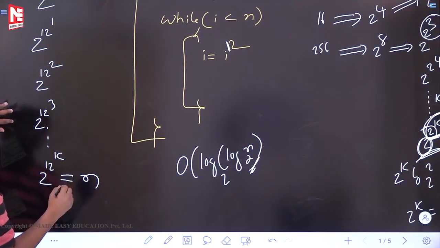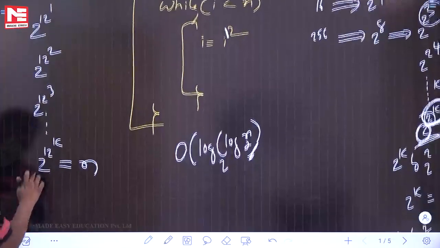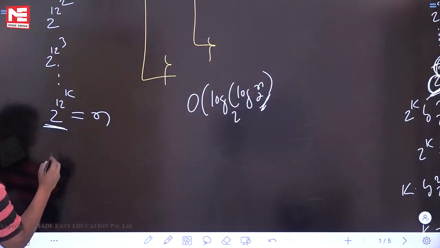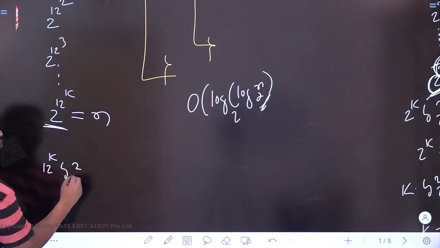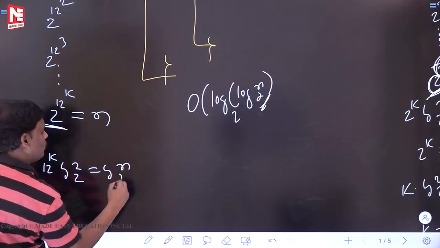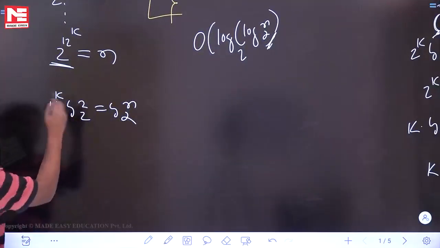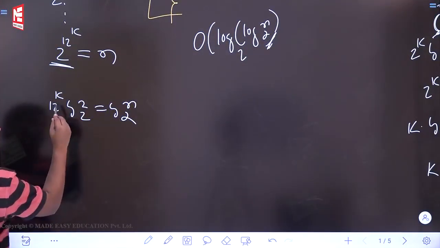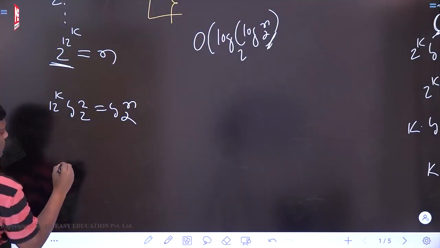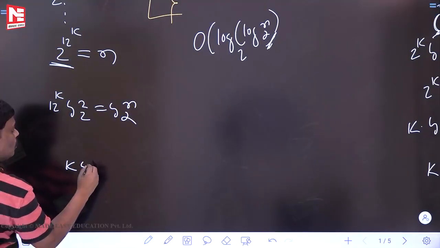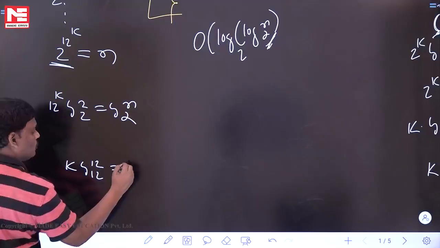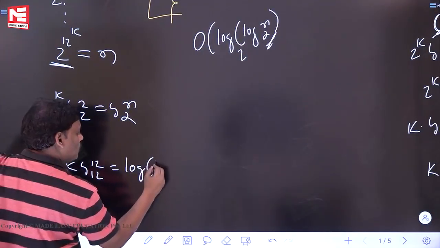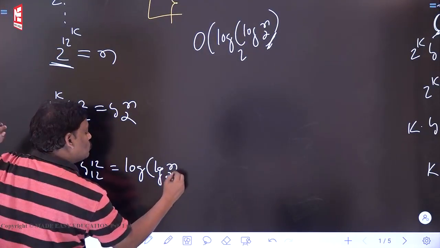If you apply log first, what is the answer? This will become 12 power k log 2 base 2 is equal to log n base 2. Right? Log 2 base 2 becomes 1. This will become 12 power k is equal to log n. If you apply log again, what is the answer? K log 12 base 12 is equal to log of log n base 2.